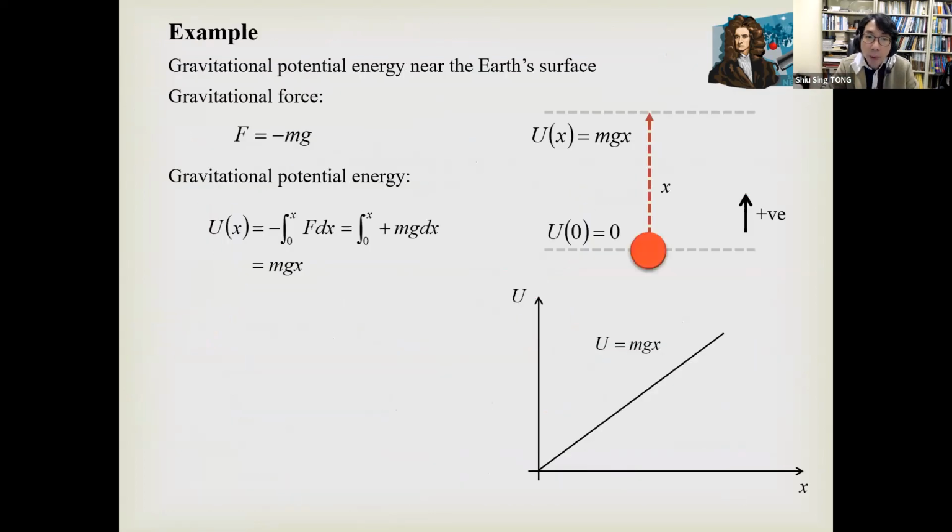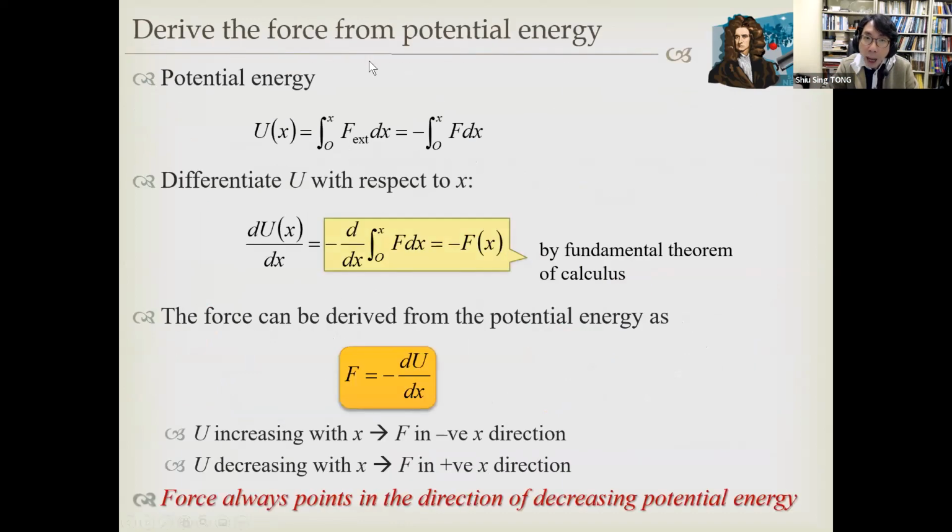If we know the potential energy, how do we calculate the force? That is a reverse problem. Suppose we know by some theory that the potential energy of a system is like this. Then how do we calculate the force acting on the object at that particular position? Now let's do it with mathematics. And we find that the result can be arrived at by using the fundamental theorem of calculus.